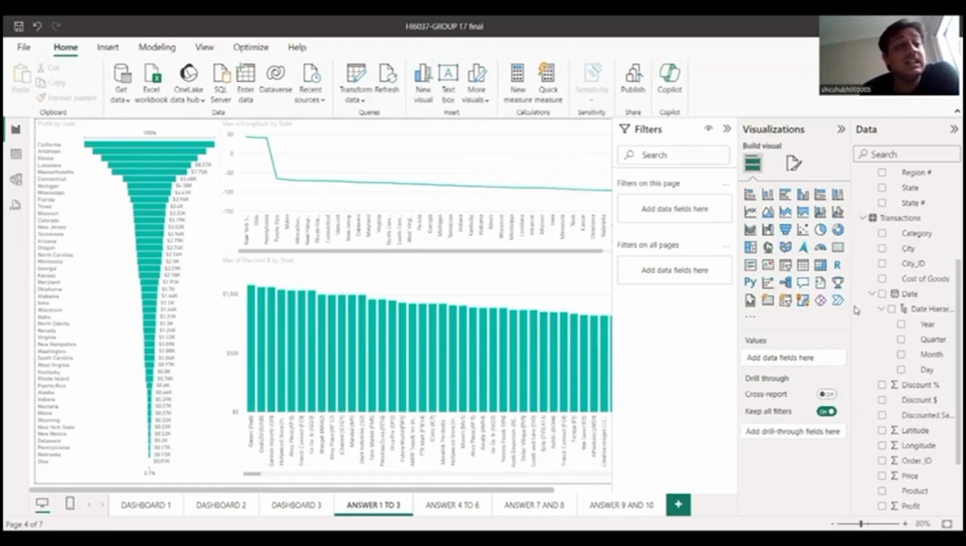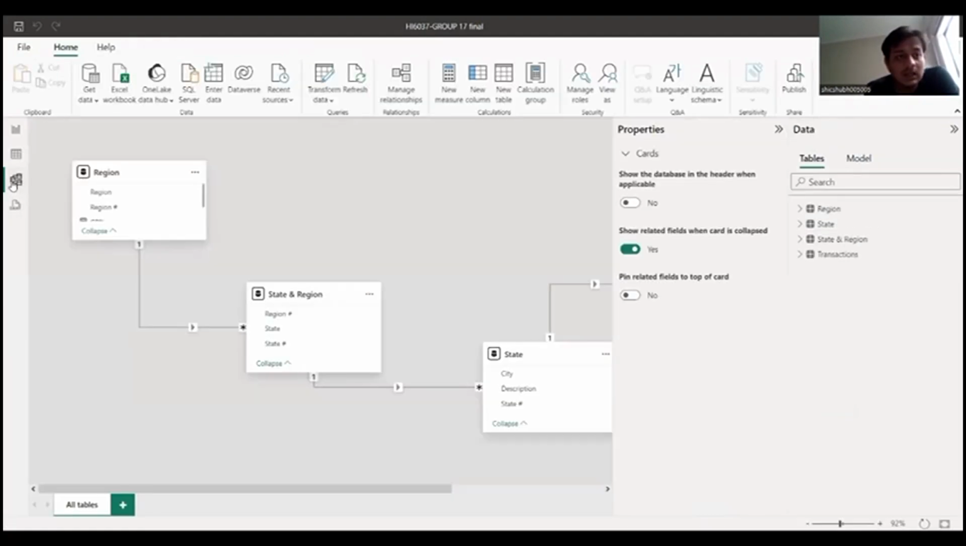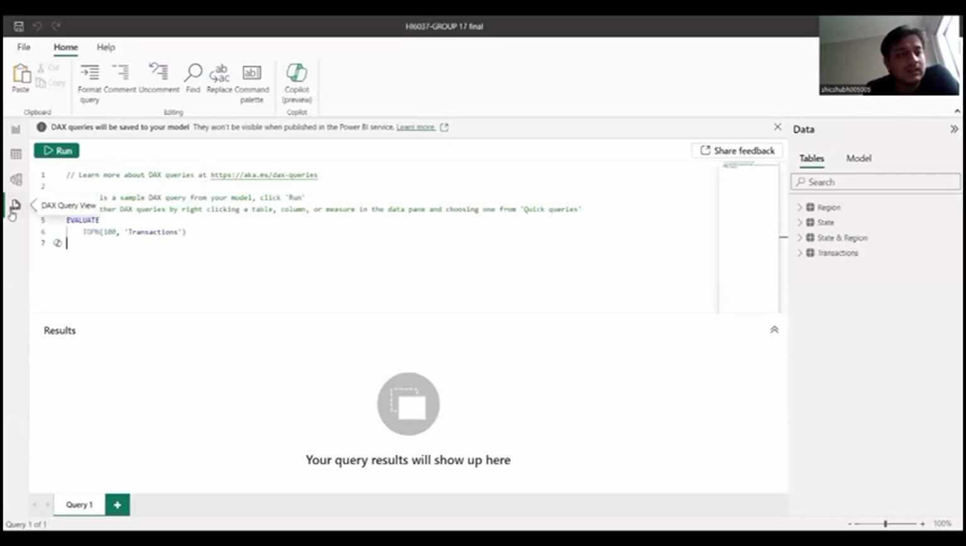Today I'm going to explain each of the 10 questions of our assignment. But before that, I will explain some different views of Power BI. The first view of Power BI is report view. Report view is where we create all the reports and different visualizations. The second one is table view. Table view is where we are able to see all the data, but we can't change any data over here. The third one is model view. Model view is for managing the relationship between the different tables. The fourth one is DAX query view. DAX query view enables dynamic data modeling, analysis, and visualization.